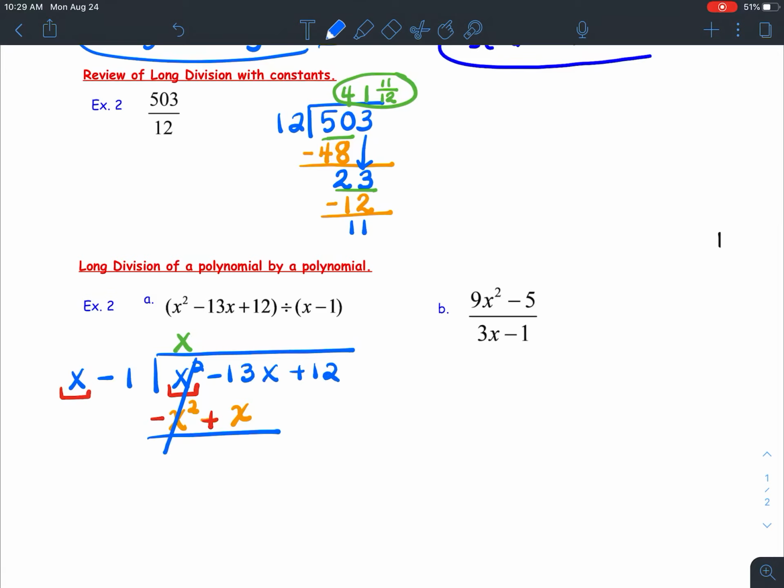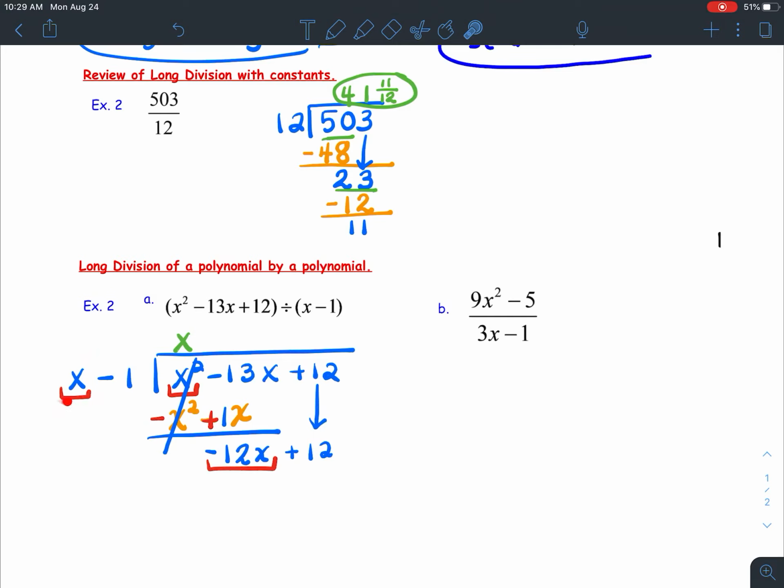When I add down, this first column should always cancel itself out. So x squared minus x squared, that's gone. Okay, now I'm taking negative 13x and I'm going to add an x to it. So that would be negative 12x, and then recall we drop down the next digit up here to go next to our 2. So what we would do next is we would drop down the next term, 12, to go next to our negative 12x. Okay, then we're going to repeat the process again.